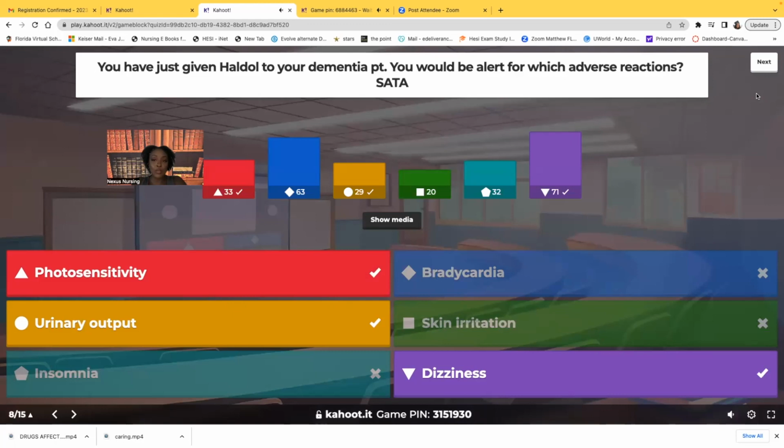Okay, let's talk about it. When it comes to Haldol, adverse effects you'd be concerned about are photosensitivity, that skin reaction when the patient's out in the sun. You'd be concerned about urinary output, and let me be more specific. The adverse effect that you would see with Haldol would be urinary retention. And the last one is dizziness.